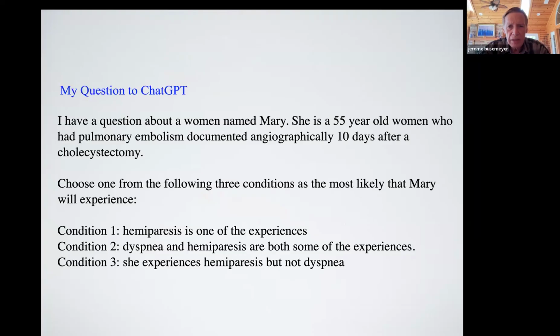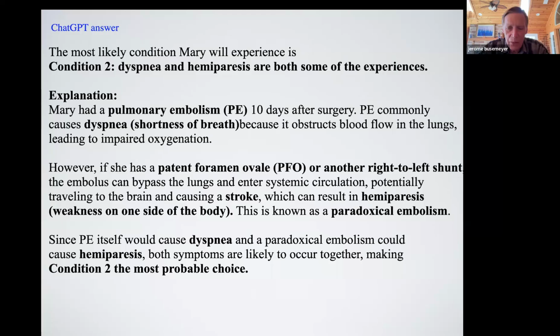Uh-oh, I'm missing a slide. I'm sorry. Somehow I lost the slide. Oh, here it is. I got it out of order. Okay, well, what was the answer by ChatGPT? Sorry, I messed around with my slides and got them out of order.